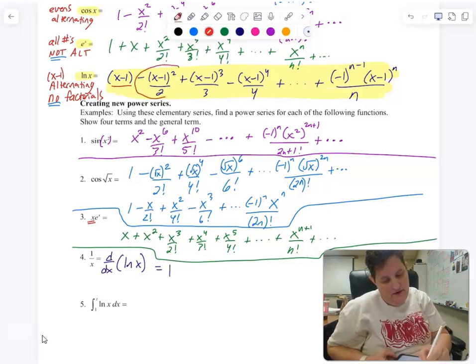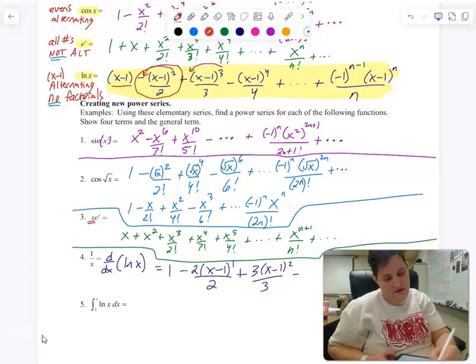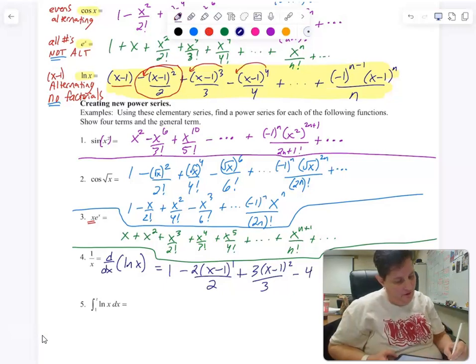Okay, now I'm over here. Now, notice, when the 2 comes down in front, it looks like this: 2(x minus 1) to the first over 2. We'll simplify all these in a minute. When the 3 comes down in front, it's 3(x minus 1) to the second over 3. When the 4 comes down in front, so I'm just doing my derivatives, 4(x minus 1) to the third over 4.